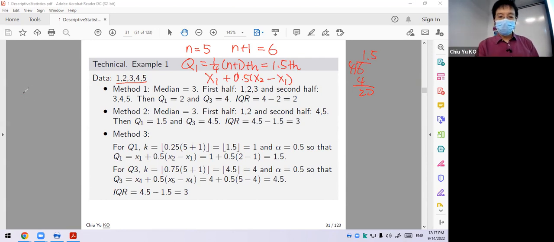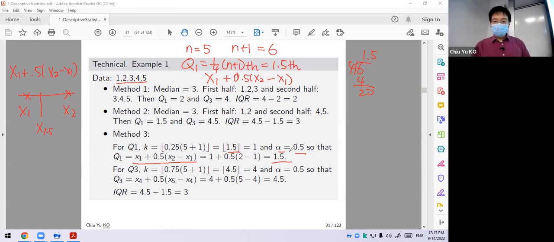Remember what we have here is x1 and x2, but we want x1.5. So the way is x1 plus 0.5 of x2 minus x1, because it's actually halfway, right? So that is the formula. k is exactly the integer, which is 1. Alpha is the decimal point, 0.5. That's why we apply this formula. That's how we get 1.5.